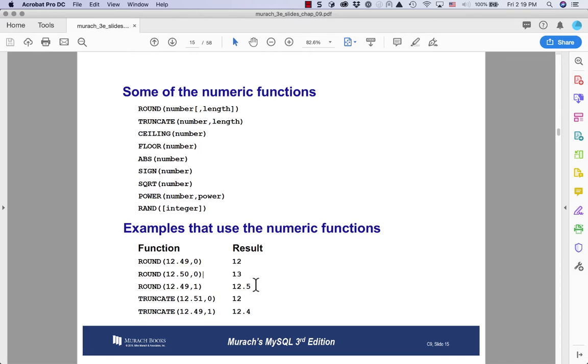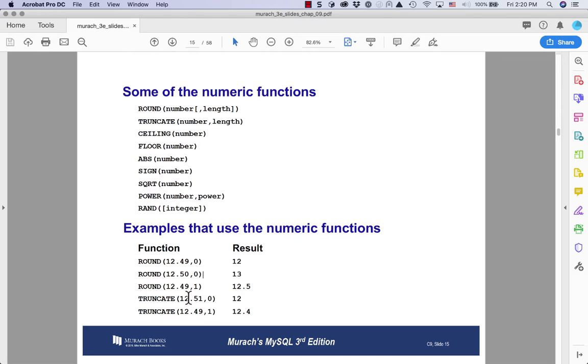We've already used it a couple times. But truncate is just lopping off the fractional part. So if we say that we want to truncate 12.51 to zero decimal digits, we're just going to lop off the .51. With the word truncate, you can think of cutting the trunk of a tree. You're just lopping it off. So instead of rounding up to 13 like we did above, we're only getting the first 2 digits, which gives us a 12.